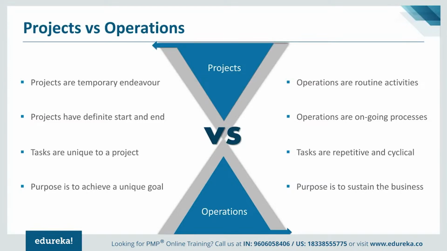However, if you look at operational activities, they are completely different. Operational activities are more routine in nature. They are more ongoing activities and processes that need to be performed, and mostly they are repetitive and cyclical. You will have to perform those activities maybe every week, every month, or every year. The whole objective of doing operational activities is to sustain in the market, to sustain the business.